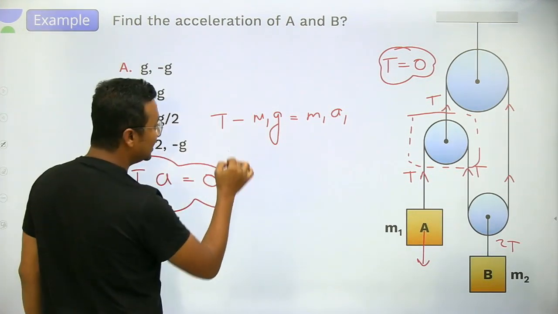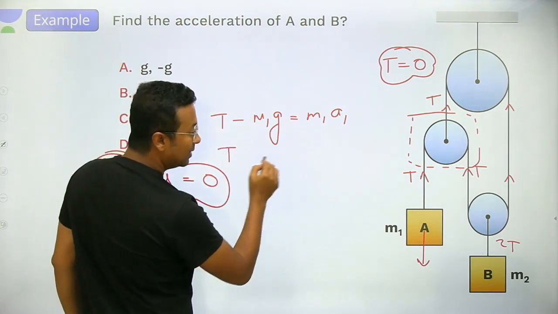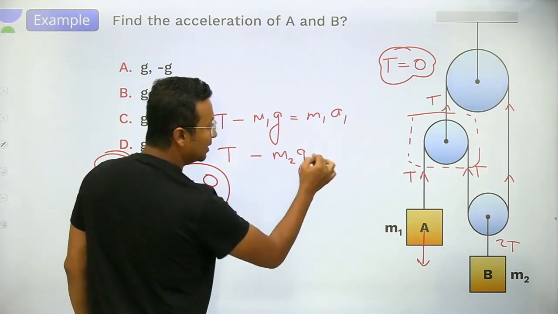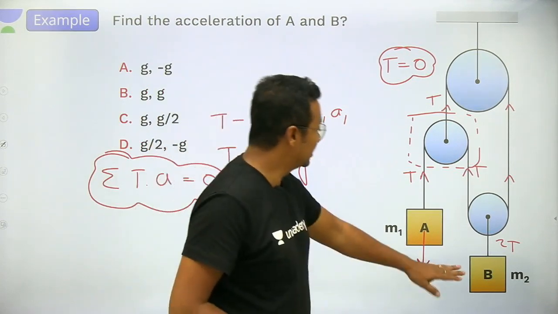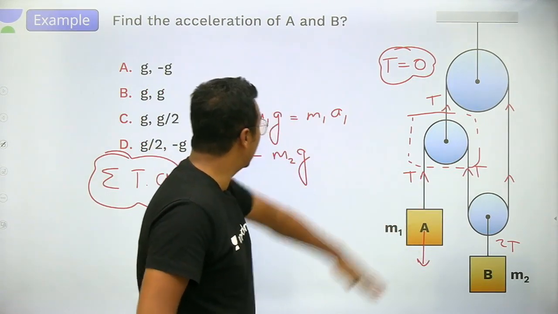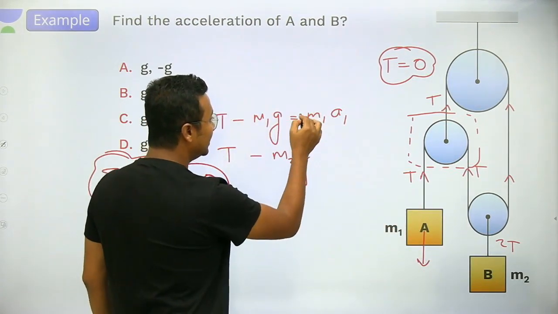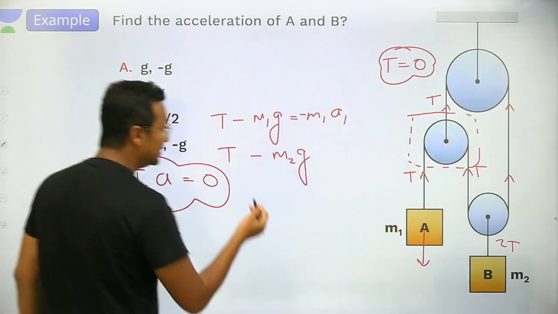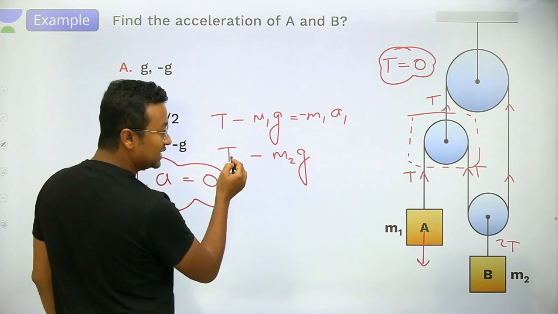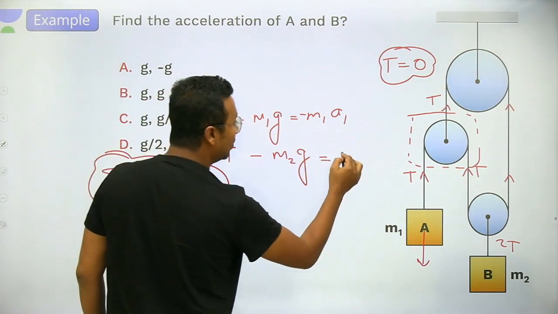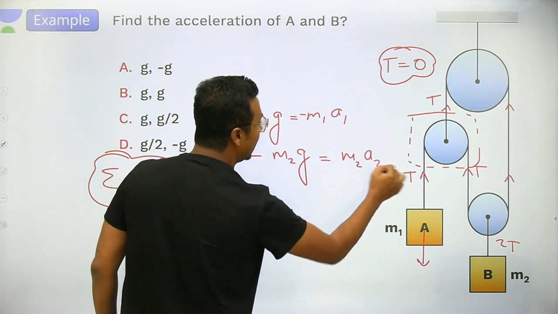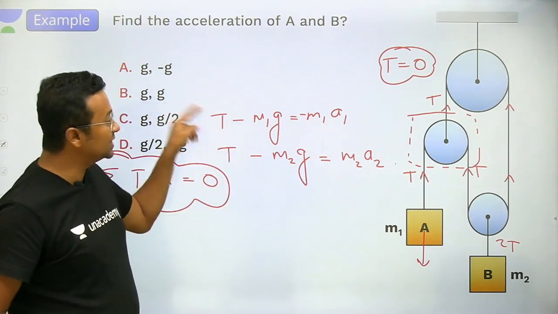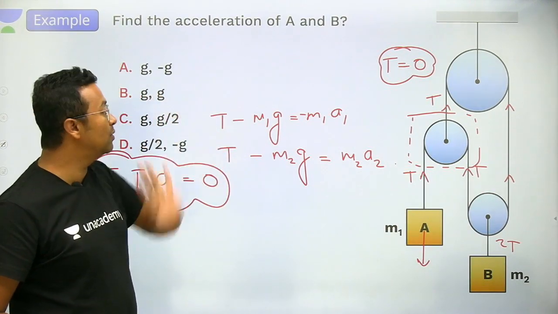That is tension minus M2G. See, we are assuming that, let's say it's going down, so I'll have this as minus, and let's say this is kind of moving up, then I'll have tension minus M2G equal to M2A2. All right, simple equations. Now tension has become equal to 0.